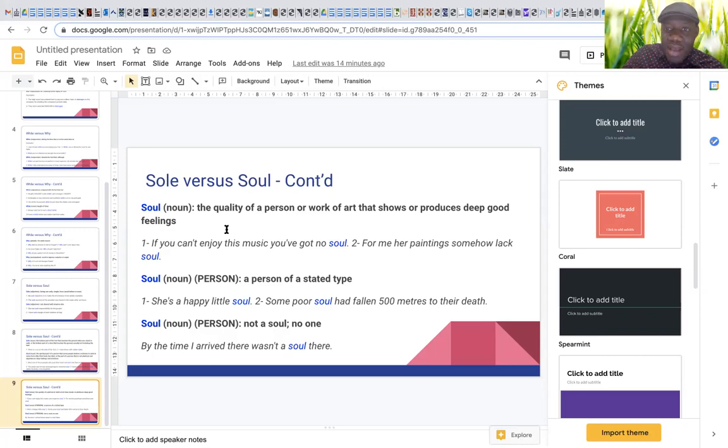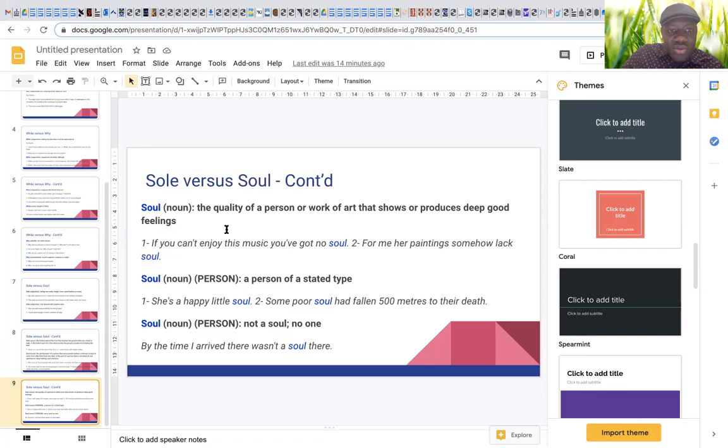Or, for me, her paintings somehow lack soul. It means that maybe her paintings lack some kind of depth, some kind of deep ability to connect with people's inner beings.